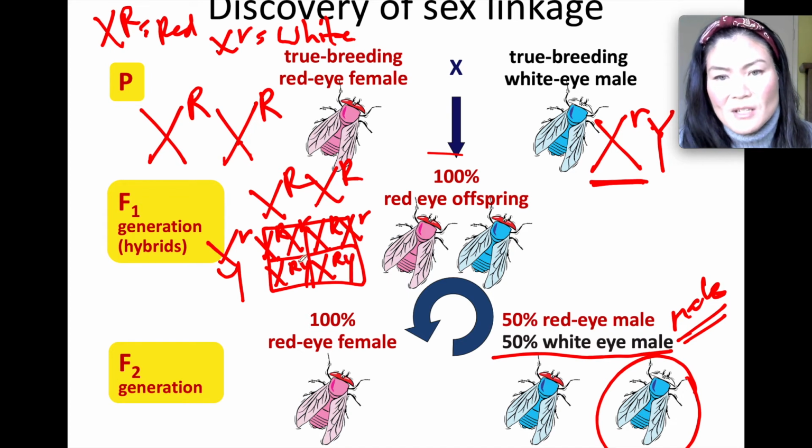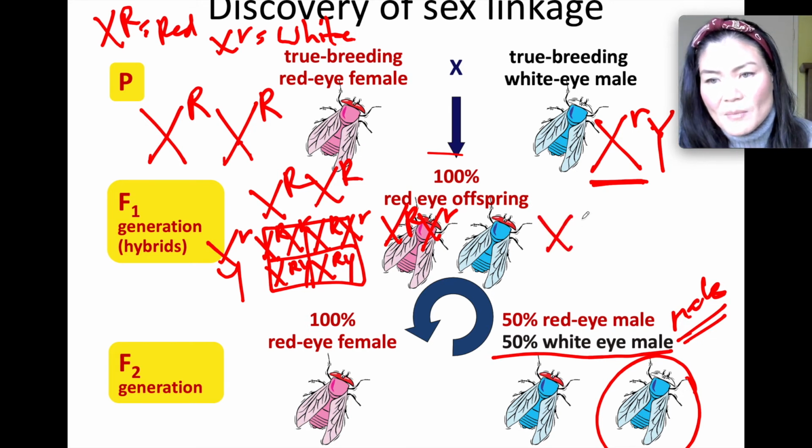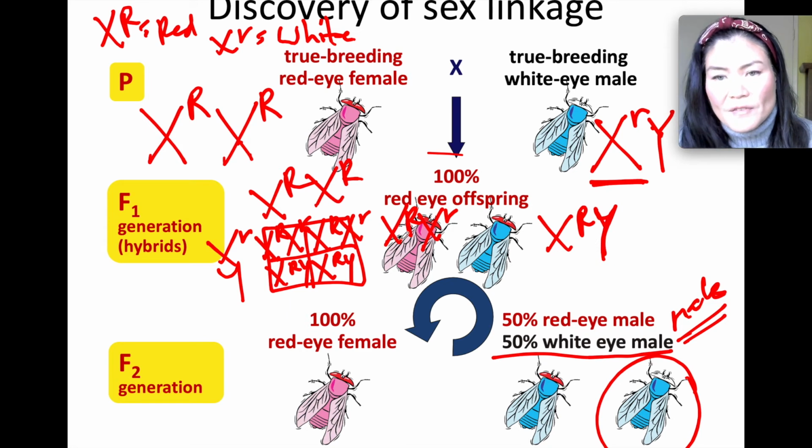Hopefully you guys can understand this, okay? So I see females, X big R, X little r, X big R, X little r. So this female right here, her genotype is X big R, X little r. And then the male right here is X big R Y. So all the males are the same. They're all X big R Y. Okay? So all the females are X big R, X little r.